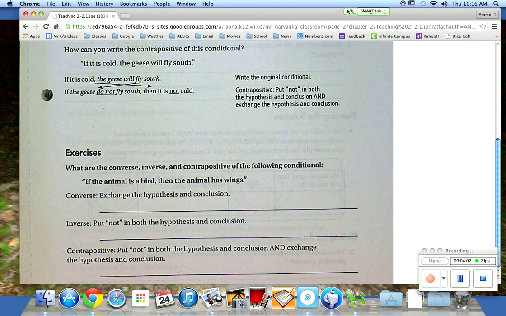All right. So let's do the inverse. McKenna, what is the inverse of this one? If the animal is not a bird, then the animal does not have wings. Okay? Is there an animal that's not a bird and has wings? Yeah, platypus?